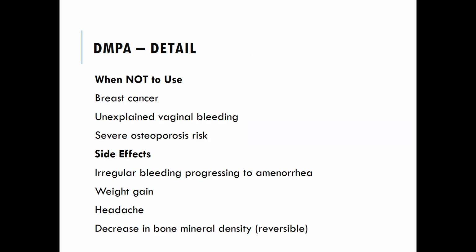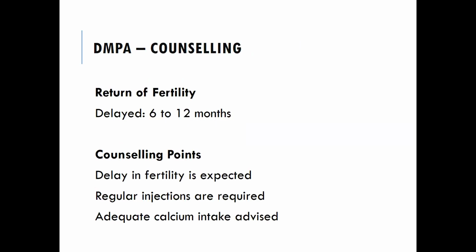And the side effects are irregular bleeding progressing to amenorrhea, then weight gain, headache, and decrease in the bone mineral density, which is reversible, by the way. All right, then, fertility returns after 6 to 12 months. So the person should be concerned about the delay of fertility that is expected, and it will return after this duration. And regular injections are required. Adequate calcium intake should be advised.